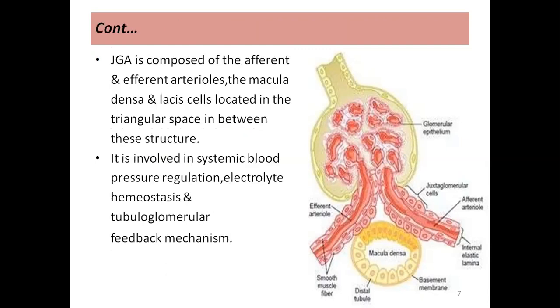This JG apparatus is composed of the afferent and efferent arterioles, the macula densa, and the Lacis cells located in the triangular space between these structures. It is involved in systemic blood pressure regulation, electrolyte homeostasis, and the tubuloglomerular feedback mechanism. So overall, the function of the nephrons and also the flow of blood towards the nephron is directly or indirectly controlled by the JG apparatus.